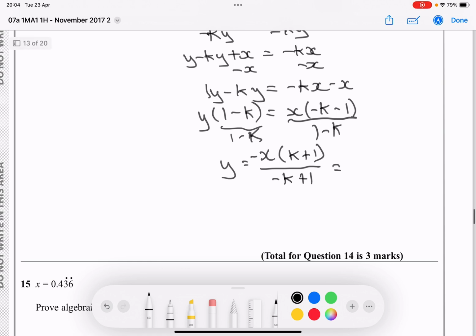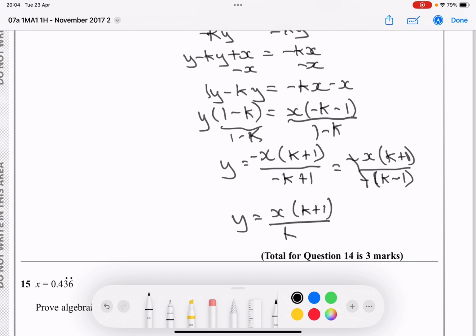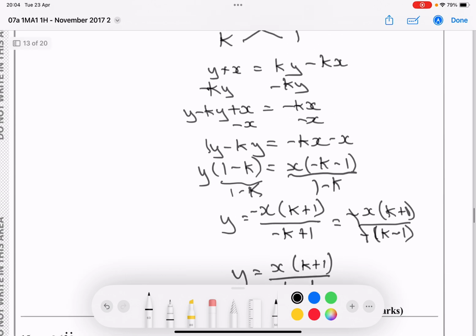So what I could then do with that is also take a negative out. That leaves me with minus x, k plus 1, over, if I take a negative outside, k minus 1 inside. And then I can see that, in fact, the two negatives cancel out. So what I've got is y equals x, k plus 1 over k minus 1. Is that what it looks like?